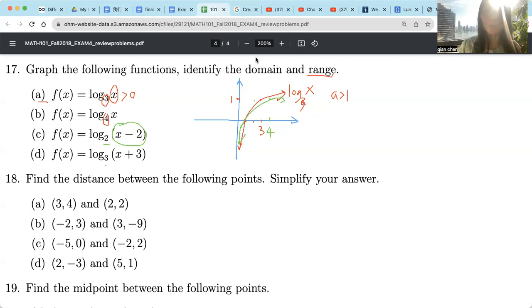Let me use another color, this purple color. So this is for C. And because the base is 2, if I start from here, I go 2 further, that's to 4, I reach 1. So my graph of C would be something like this, across this point, right? So this is a 2.